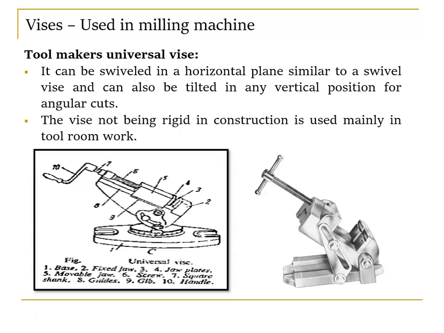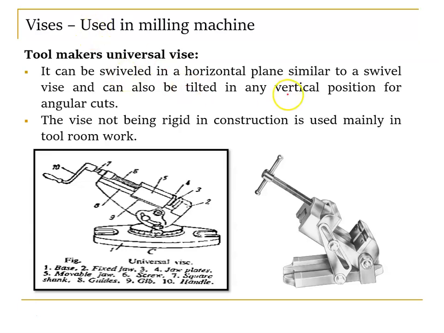So if you want to mill an inclined surface or inclined hole, you can use tool makers universal vises. It is similar to a plain vise, but we can adjust it and lift the vise based on your requirement. So to mill a taper surface, you can use a tool makers universal vise.